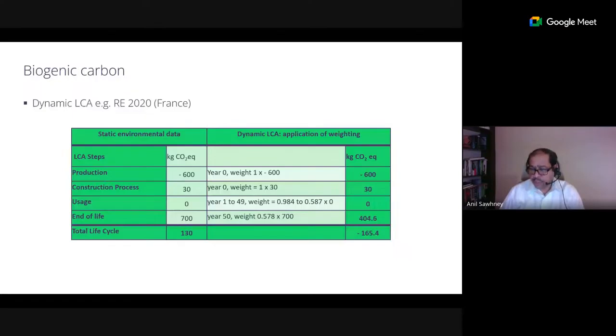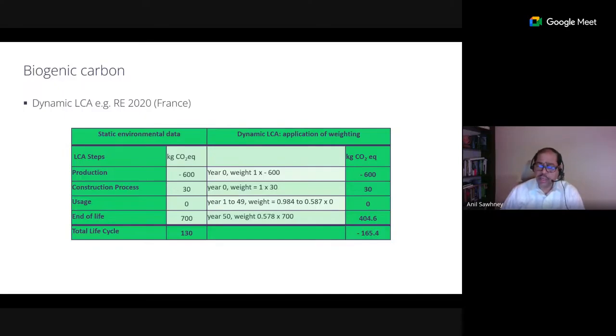We have, this is in French, so I have translated it. Maybe there's something lost in translation, but I checked with a colleague and they think that this is correct. So you basically bring in a timber beam, which has stored carbon dioxide of 600 kilograms. So you get a benefit of negative 600 kilograms of carbon dioxide equivalent for your system. Then you install it. Maybe you have to lift it, maybe you have to do other things. You emit 30 kilograms of carbon dioxide equivalent during the construction process.